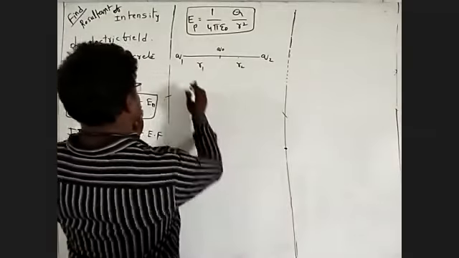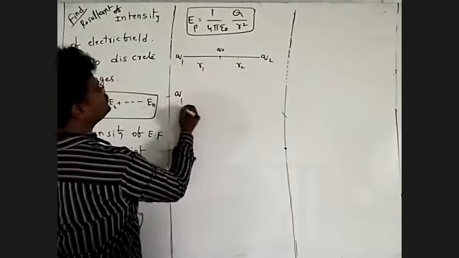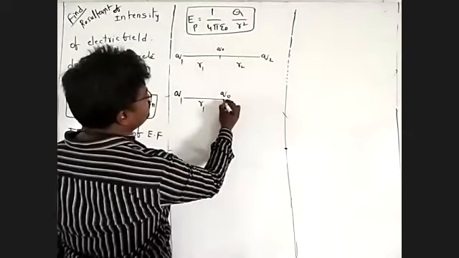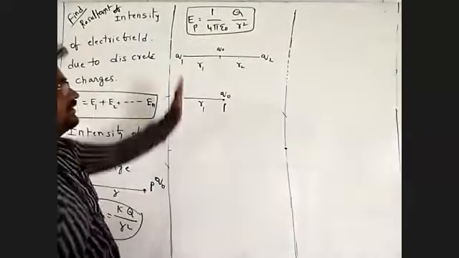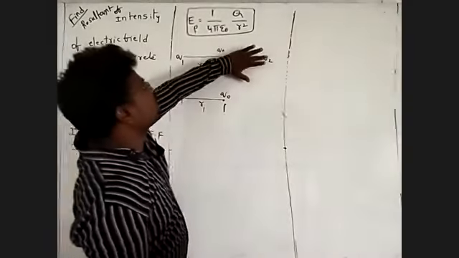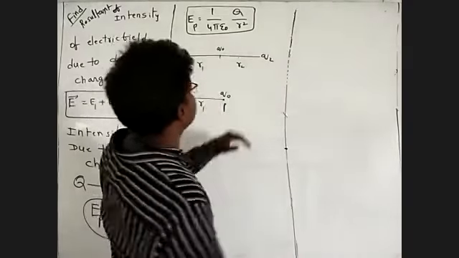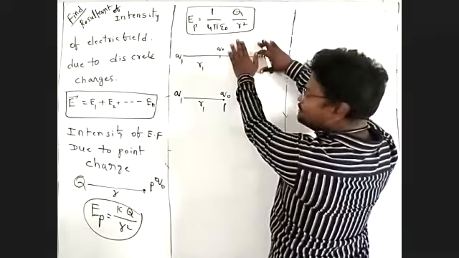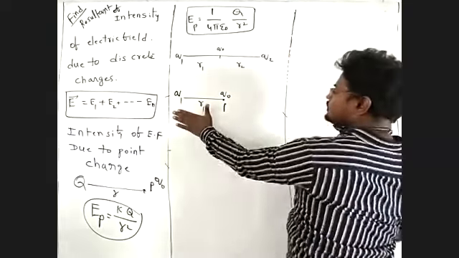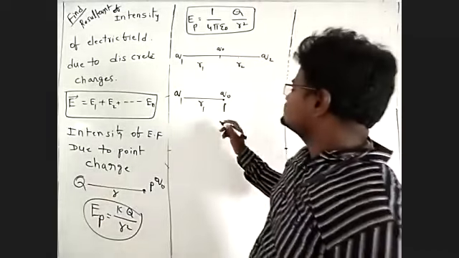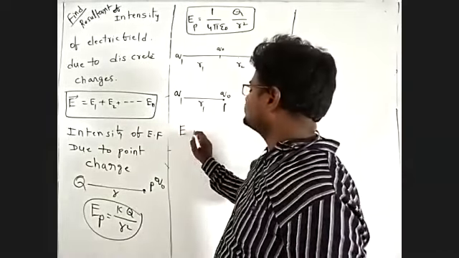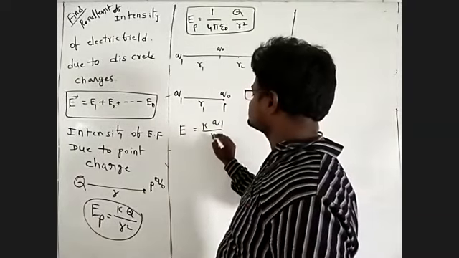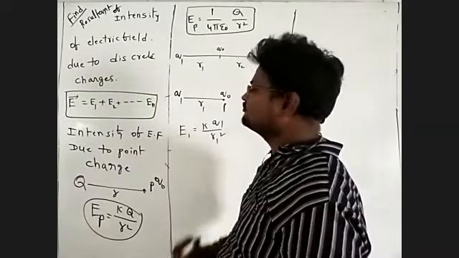So the first term: this is Q1, this is Q0, at a distance R1. Take point P, and consider only this part, closing the other part. Now the electric field at point P is equal to K into Q1 by R1 squared. This is E1.